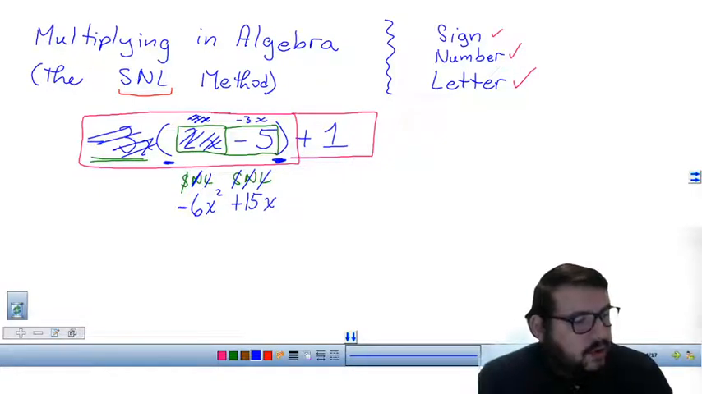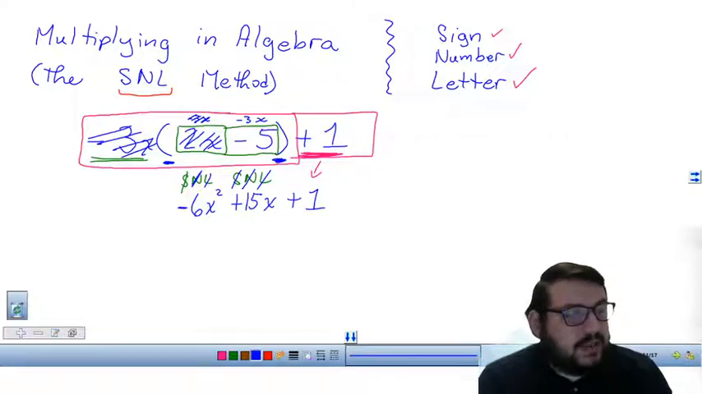So next, what happened with this positive 1? Should I do anything with that? And the answer is not on this step. No, we're not going to do anything with this positive 1, except we'll just bring it down, because that positive 1 term, we didn't mess with it. So it's just going to drop down. But right now, we are finished with our SNL cycles.